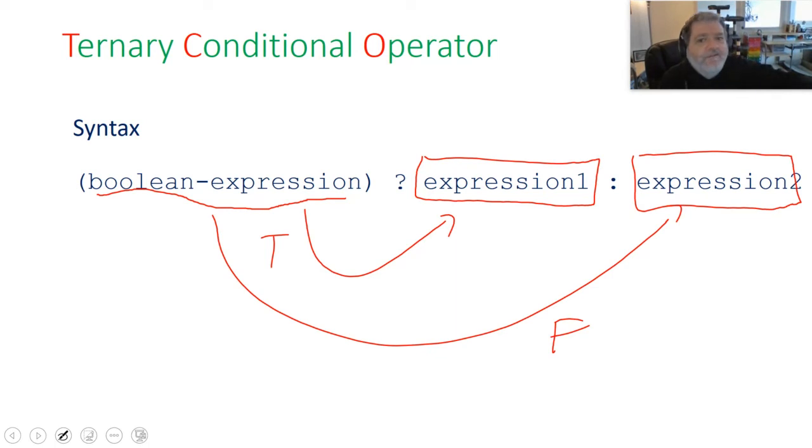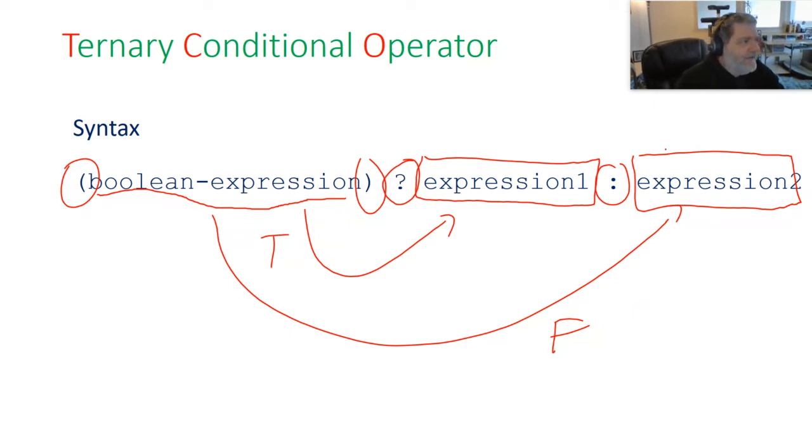Okay? So that's the general syntax. A pair of parentheses here, around the Boolean expression. That should not surprise you. Every time we use an if statement or a while statement, we always have parentheses around the Boolean expression. But then we have this question mark followed by the expression that we're going to evaluate if the condition is true, and then a colon followed by the expression we're going to evaluate if the condition is false. So it's a little bit of a weird syntax, but I'm going to explain to you what it corresponds to.